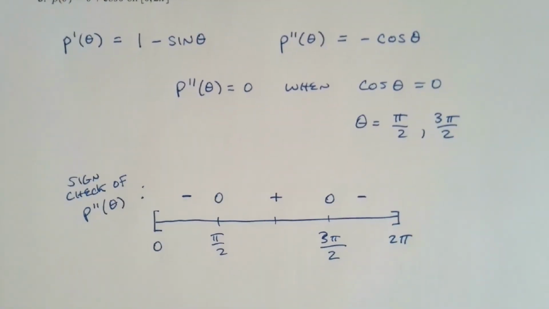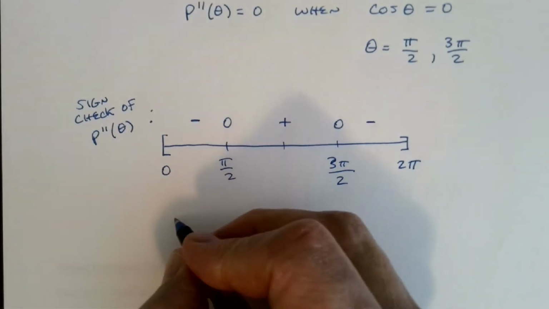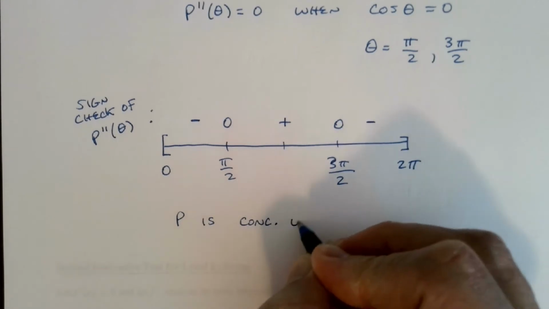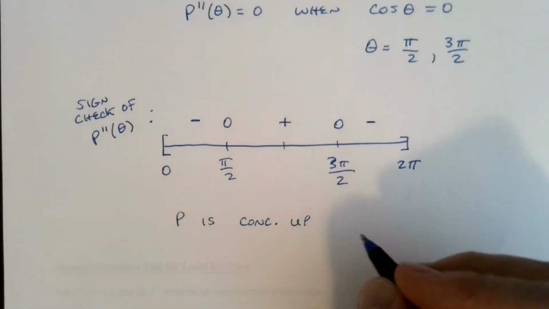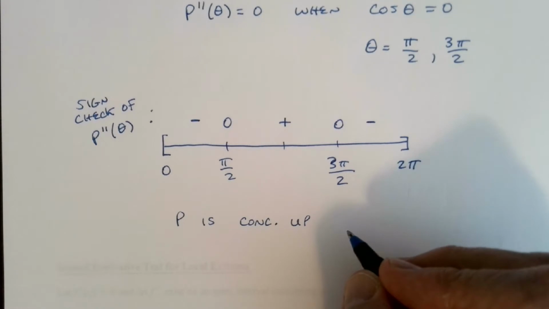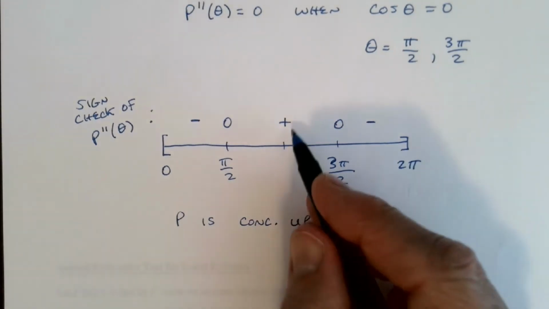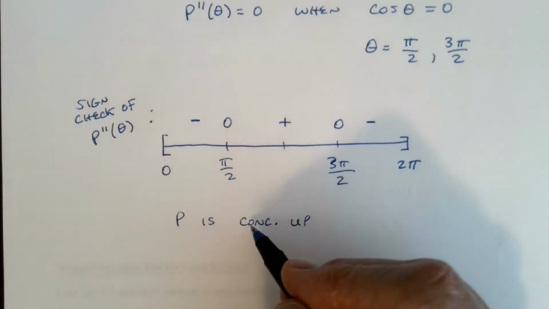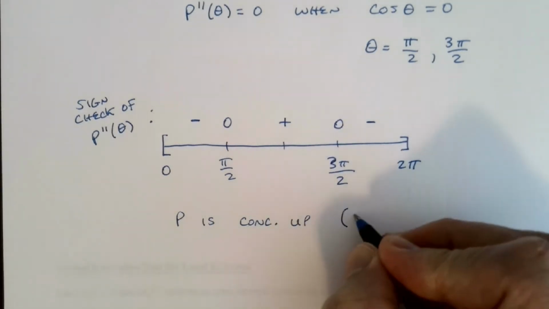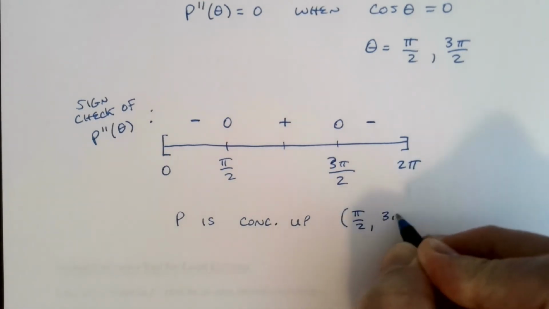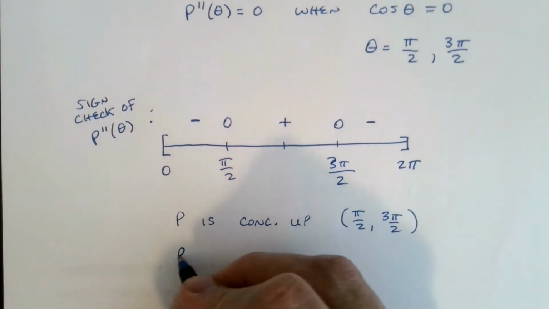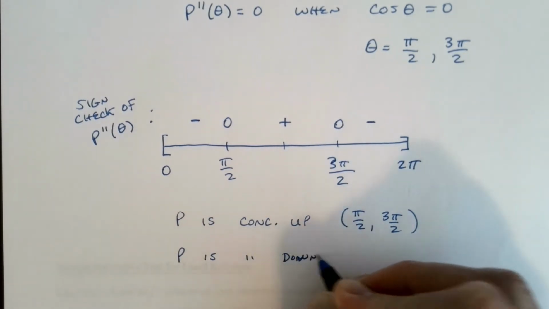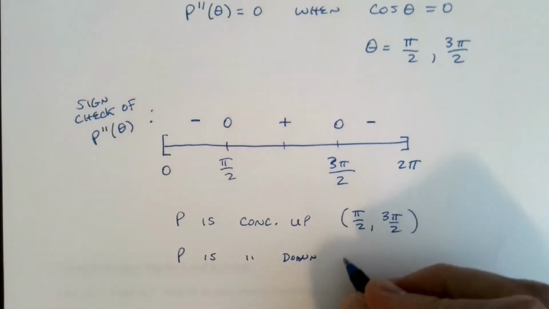Alright, so that's enough to tell us the answers, right? Where is P concave up, for what values of theta? Where the second derivative is what? Positive, right? Where the second derivative is positive means the derivative is increasing, means that P is concave up. And then P is concave down wherever the second derivative is negative.